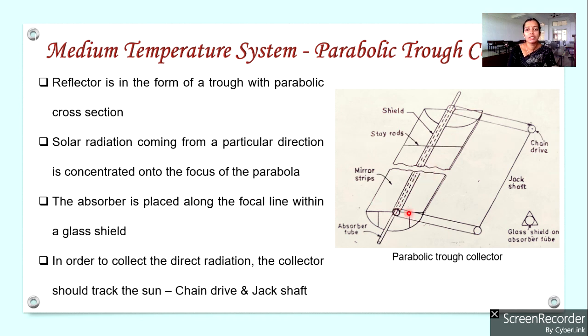So we know this is a type of concentrating collector, and it receives direct radiation only. So in order to get direct solar radiation, this device should always be oriented along the sun's direction. So it needs some sun tracking mechanism. It is done with the help of this chain drive and jack shaft arrangement. This arrangement helps to move or orient the parabolic trough collector along the sun.